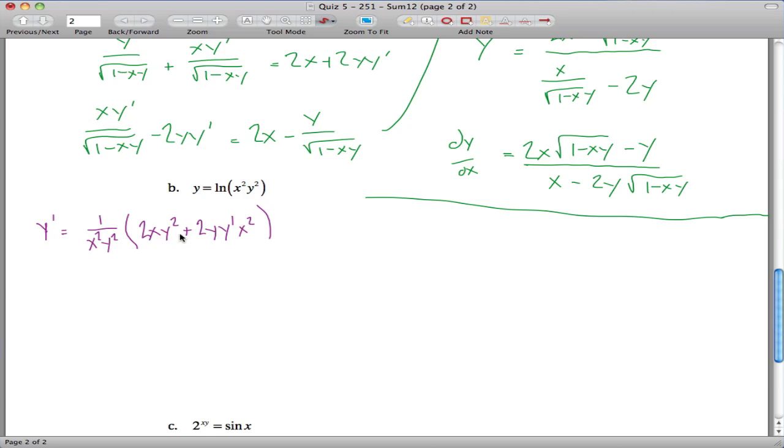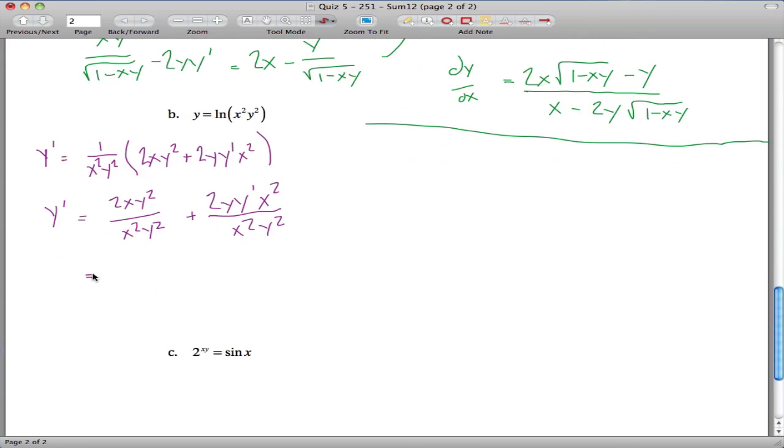We want to get all the y primes alone on one side of the equation, factor one out and solve. So we could say y prime is equal to 2x y squared over x squared y squared. So what I'm doing is distributing this into both terms. Plus 2y y prime x squared over x squared y squared.